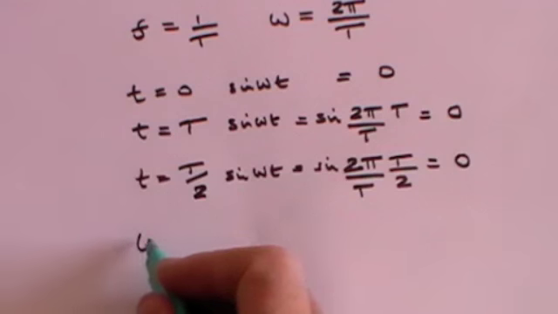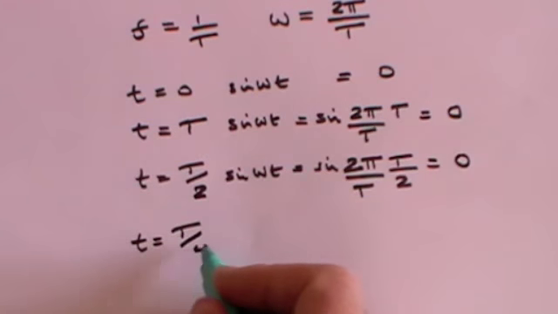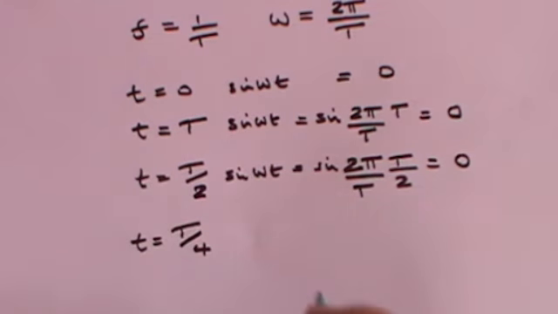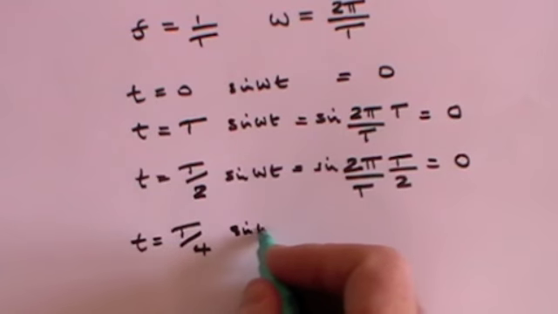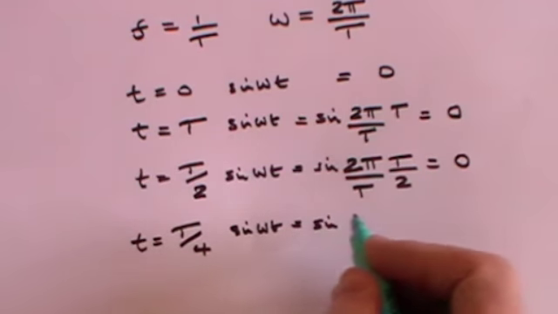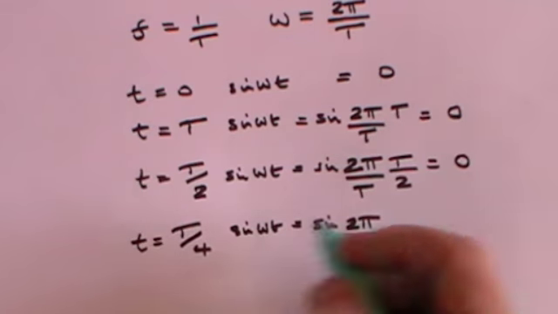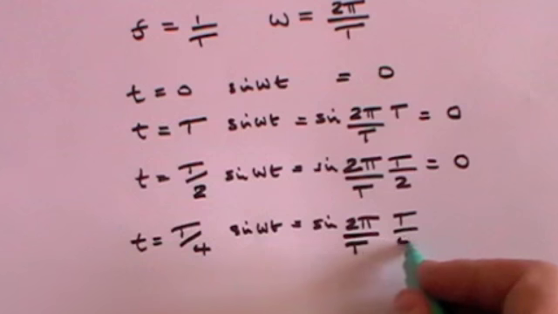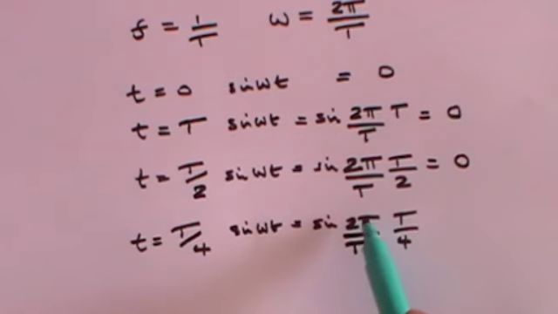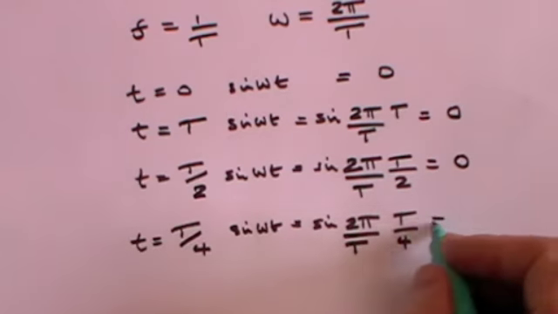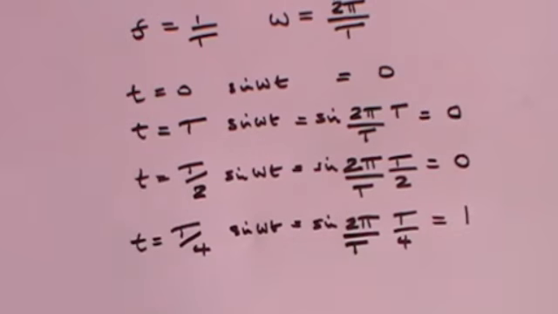What happens when t is equal to T over 4, a quarter of the period? Well, sine omega t will be the sine of omega, which is 2 pi over capital T, the period, times the time, which is T over 4. The T's cancel, and now you've got the sine of pi over 2. And the sine of pi over 2 is 1.